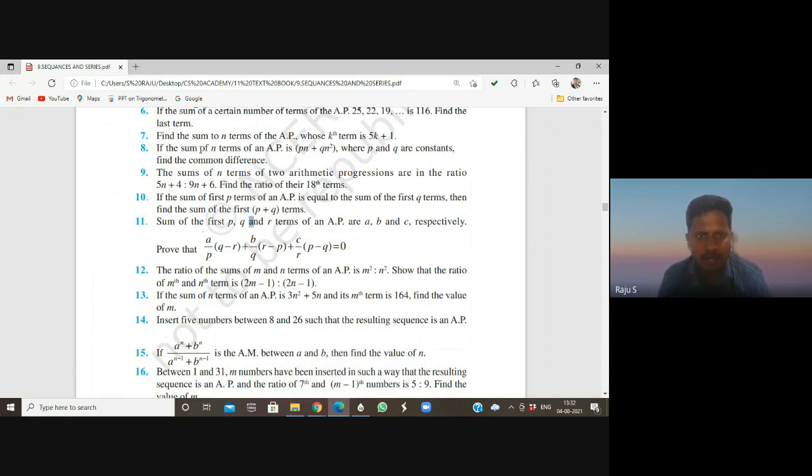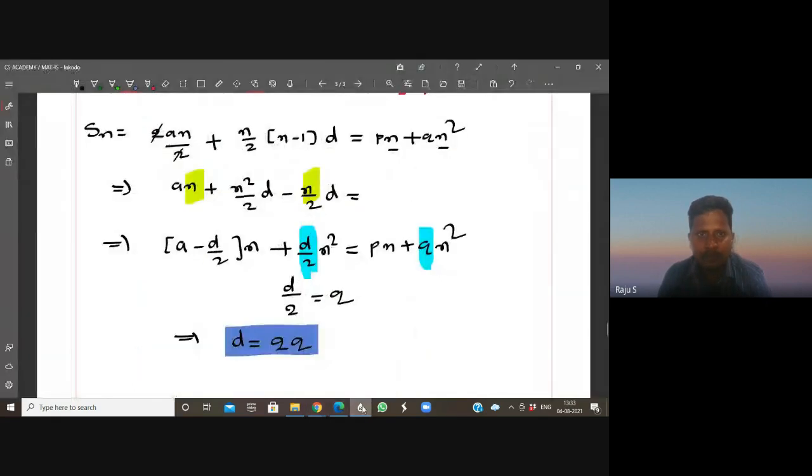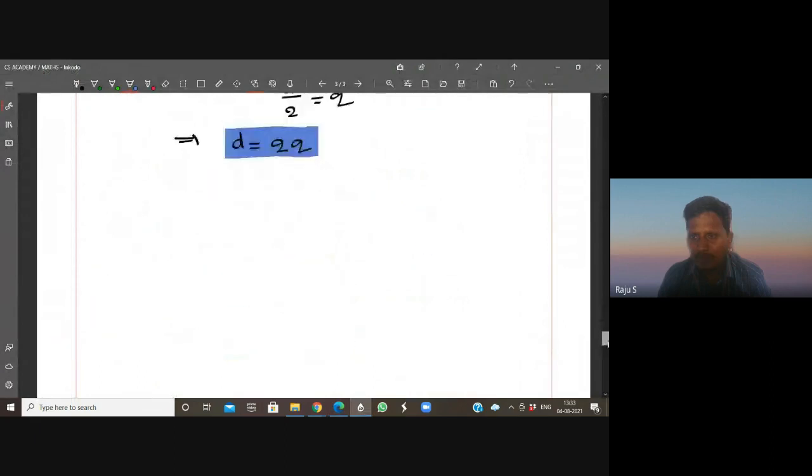Right, that is question number 8. Then question number 9. What is question number 9? The sum of n terms of two arithmetic progressions are in the ratio 5n plus 4 by 9n plus 6. Find the ratio of their 18th terms. Okay, the ratio of the sum of n terms is given. So what is the ratio they have given, students?